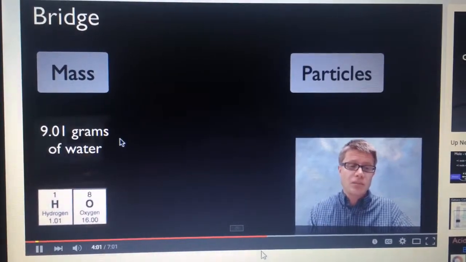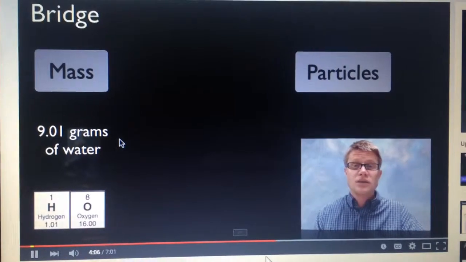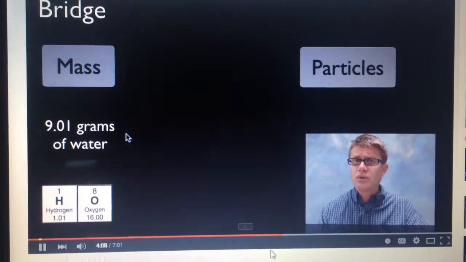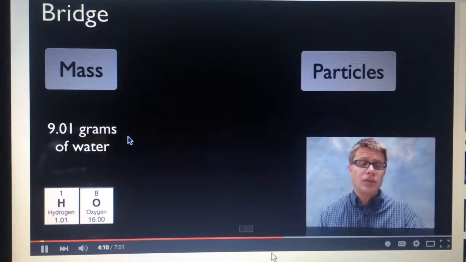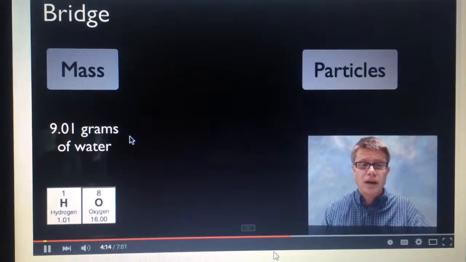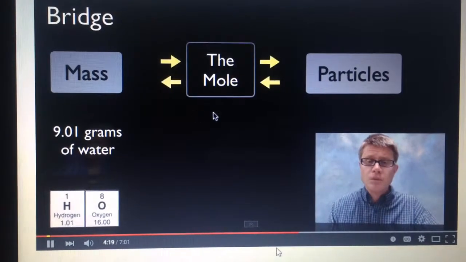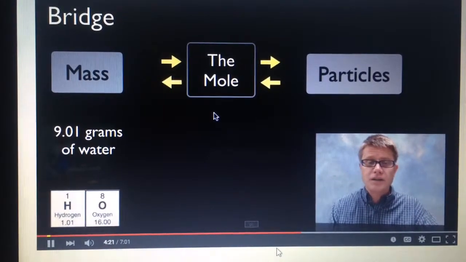Let's say I had 9.01 grams of water. It's almost 10 milliliters of water, about 2 teaspoonfuls. And let's say I wanted to figure out how many molecules of water are found inside there. Let me show you how the mole can act as a bridge. So we have 9.01 grams of water. The mole is going to act to convert that into the number of particles.